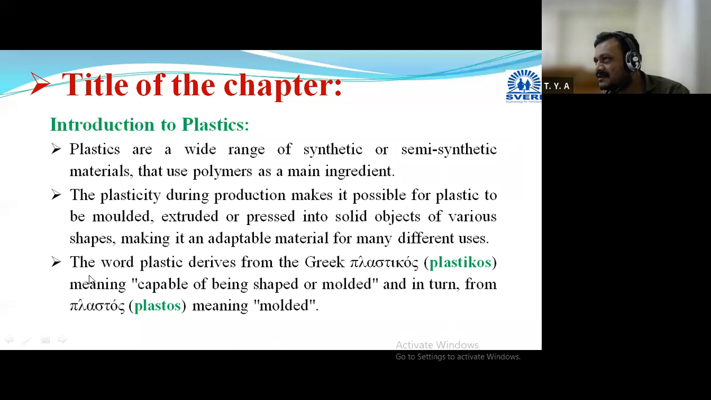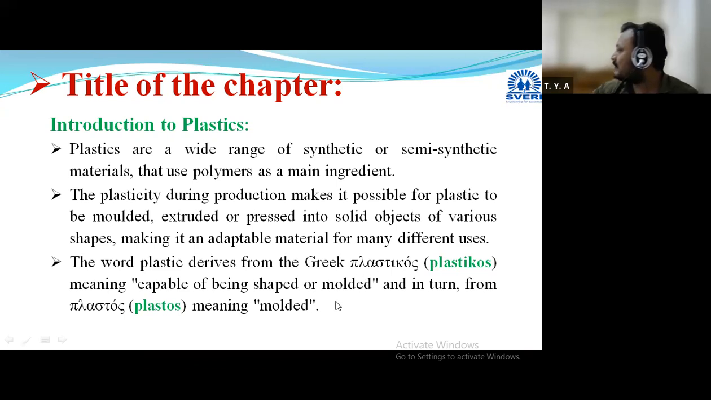Please read it. The word plastic is derived from the Greek word plastikos. From this Greek word plastikos, we have given the name plastic to that particular material. Then what is the meaning of plastikos? Plastikos means that the material is capable of being shaped or molded.